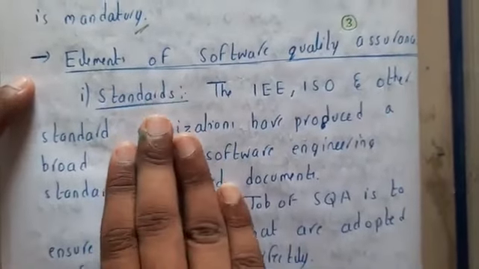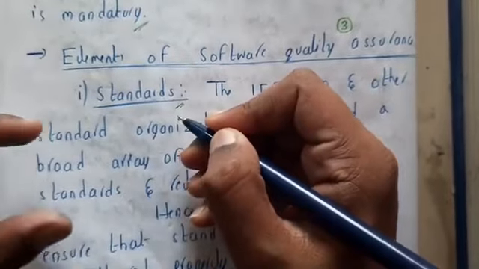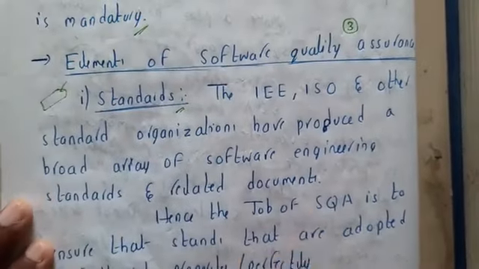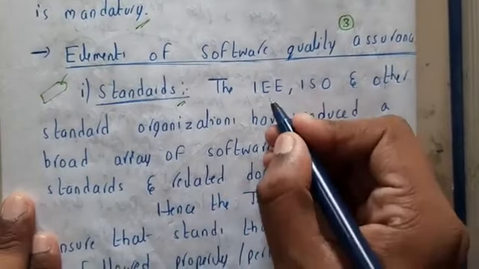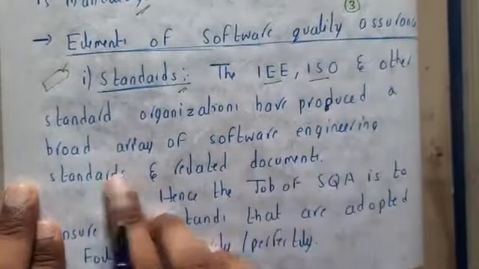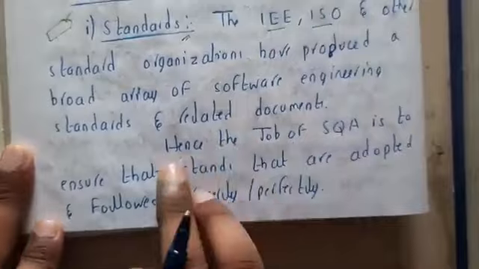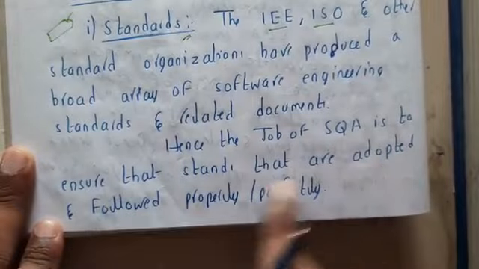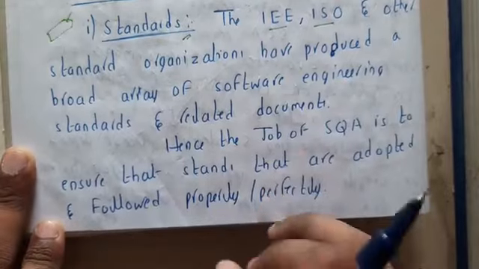So the first element is standards. Whenever anything is mandatory or done frequently, it will have some standards. Standards are a set of rules which should be followed. The IEEE and ISO and other standard organizations have produced a broad array of software engineering standards related to documentation. So the job of SQA is to ensure that the adopted standards are properly and perfectly allocated.